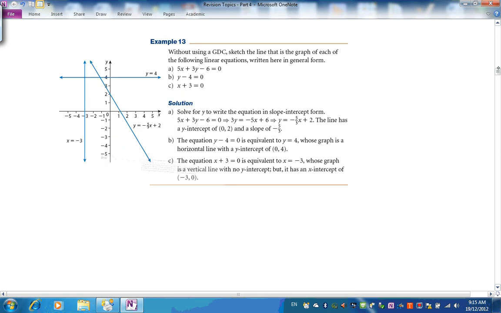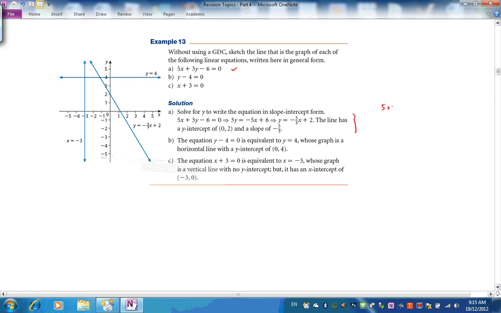Okay, so here's an example. Without using a calculator, a graphics display calculator, sketch the line that is the graph of each of the following linear equations written here in general form. So this one here, what would we do? Well, we could put it in as they have done here, the slope-intercept form.